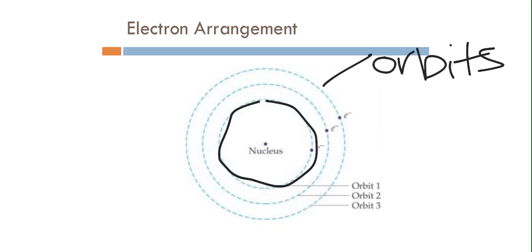We can also call these orbits levels, and there are 4 different levels. So level 1, 2, 3, and 4. The first level being the orbit closest to the nucleus. So orbit 1, known as level 1, orbit 2, level 2, orbit 3, level 3, orbit 4, level 4.